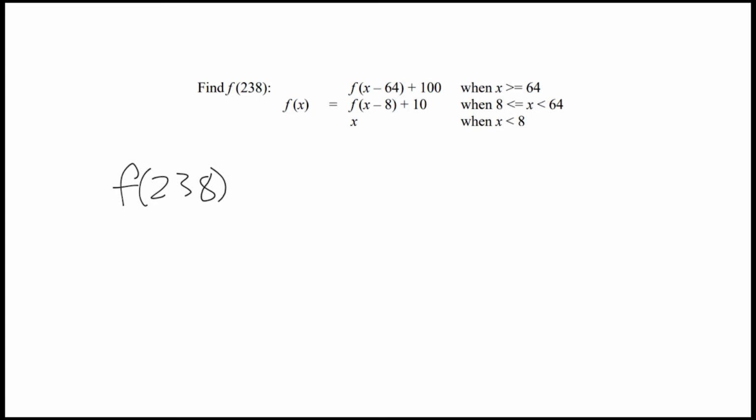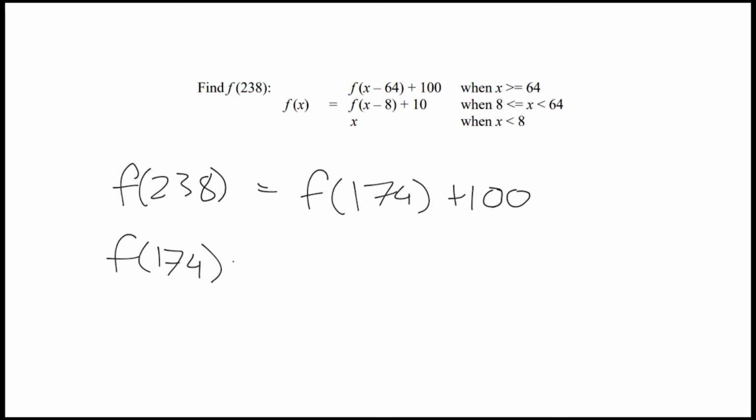Well, 238 is greater than 64, so we're doing this first case here. And this evaluates to f of, well, 238 minus 64 is 174, plus 100. And we're going to keep working down until we reach a base case, which is when x is less than 8. So f of 174, again, is greater than or equal to 64. So we're going to subtract 64 from 174, and we're going to get f of 110 plus 100.